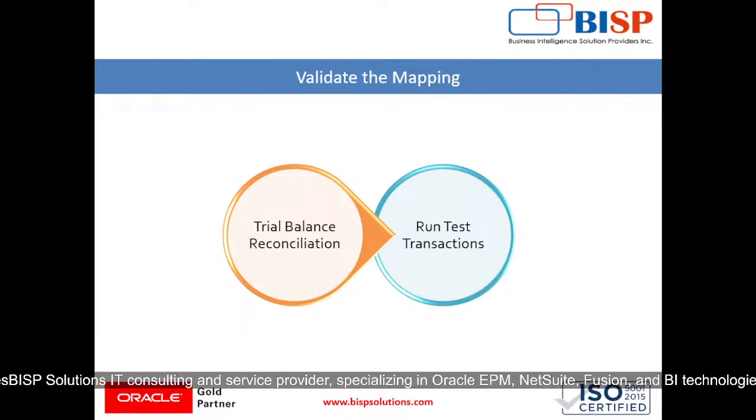Then comes our validating the mapping. So in trial balance reconciliation, after importing the CoA, we will be seeing the reconciliation of the trial balance in QuickBooks and NetSuite. We will be checking to ensure the data accuracy for the same. Then we will be running test transactions, which means we will be performing test entries to validate account behavior in NetSuite.